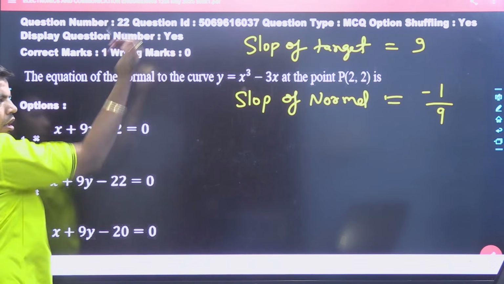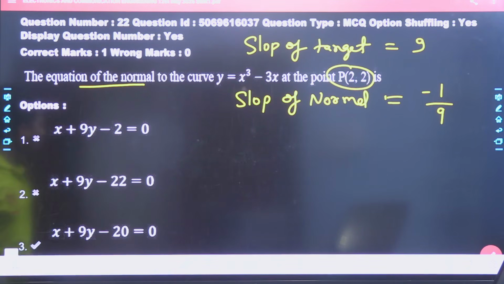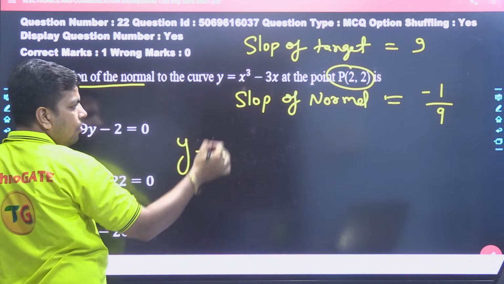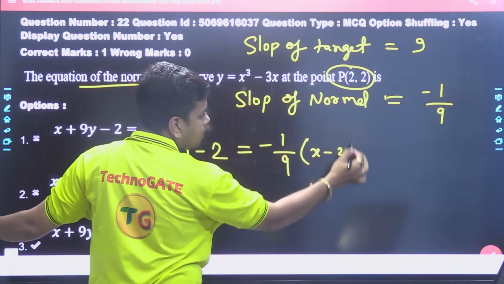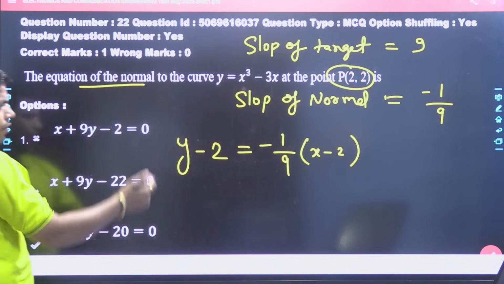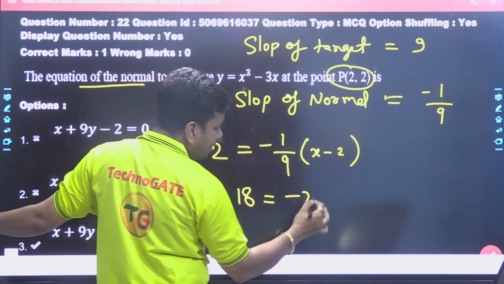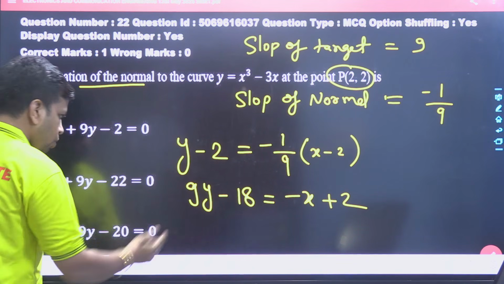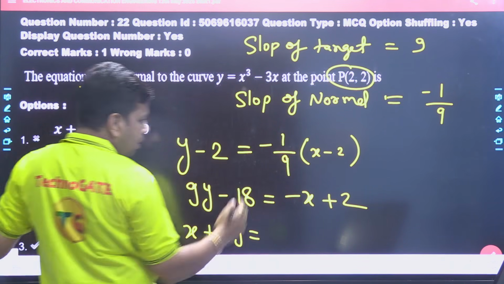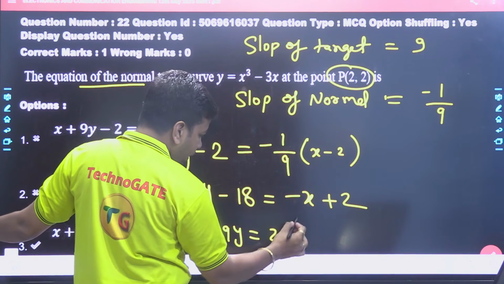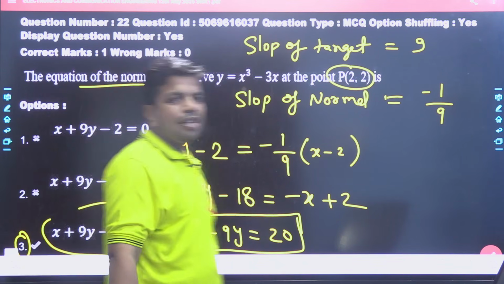Now, as we know that this normal passes through this particular point, we need to find the equation. So y minus y1 is equals to minus 1 by 9 times (x minus x1), that is also 2. Now just solve this equation. So this is 9y minus 18 is equals to minus x plus 2. We can send the x this side. So x plus 9y is equals to 20, sending 18 to that side. So that would be your equation. Can we compare this with option 3? The exact same equation is given here.